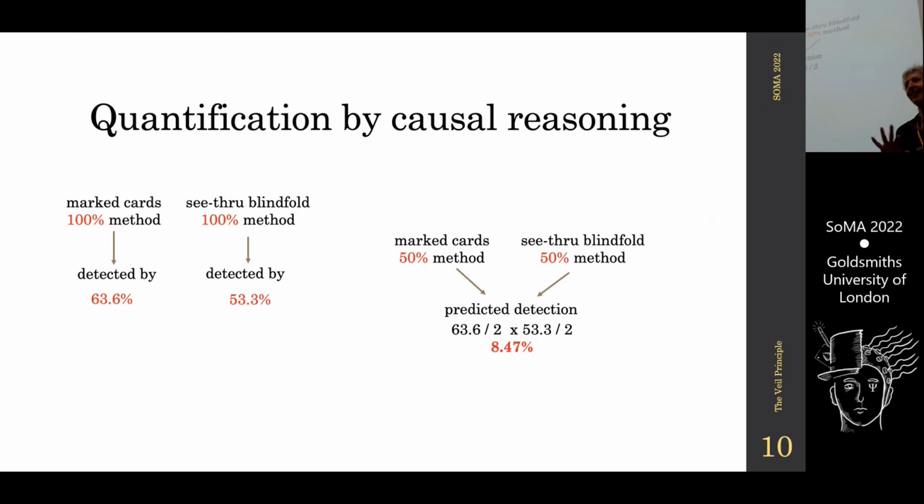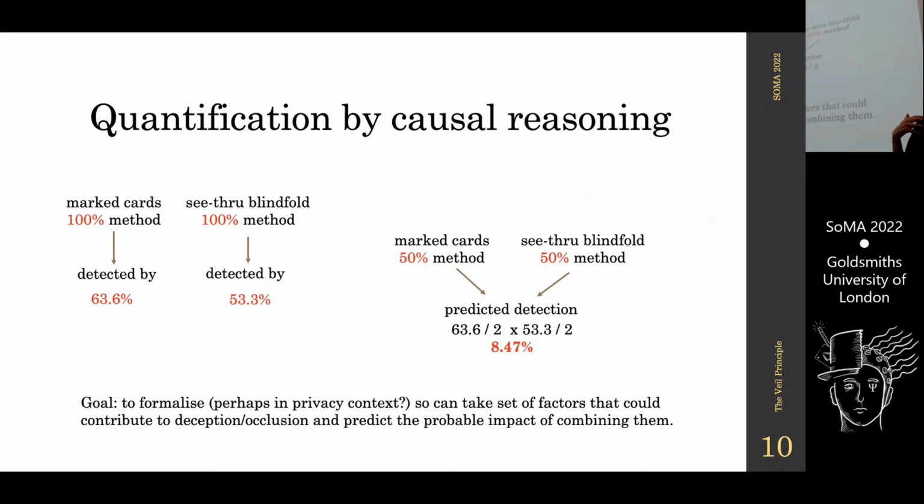And of course, this is a preliminary study. But the goal here, from my point of view, is if we can formalize this, maybe in a privacy context, we may be able to take a set of factors that could all contribute to deception, and any one of them could individually contribute to deception. We may be able to predict the probable impact of combining them, and the optimal, perhaps, combination. That could be quite useful.